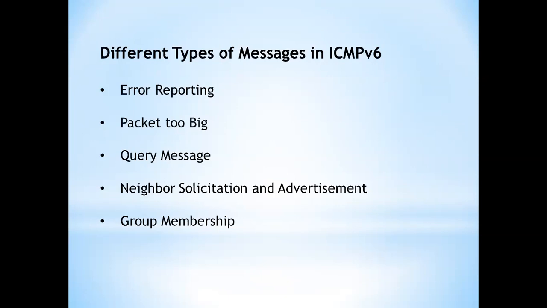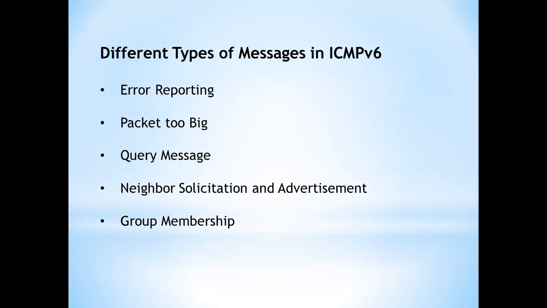The two types of query messages present in ICMPv4 have been eliminated in ICMPv6. They are timestamp request and reply, and address mask request and reply. The first two of the four groups of messages in ICMPv6 have similar or identical operation to that of ICMPv4. Then the new two messages have different operations. First is neighbor solicitation and advertisement.